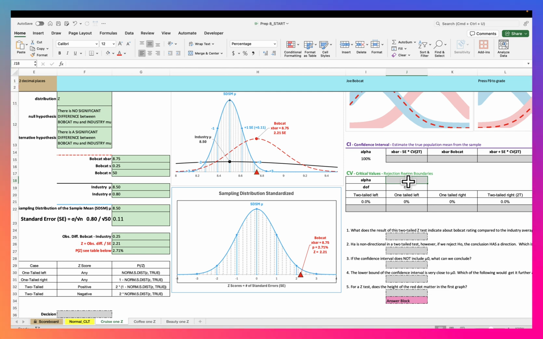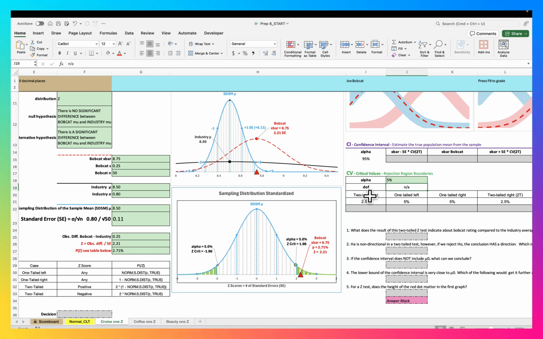If you think about it, we're sort of going counterclockwise. So we went down the left column, and now we're going to start sort of back up the right as far as calculating our values. So alpha is going to be 5%.